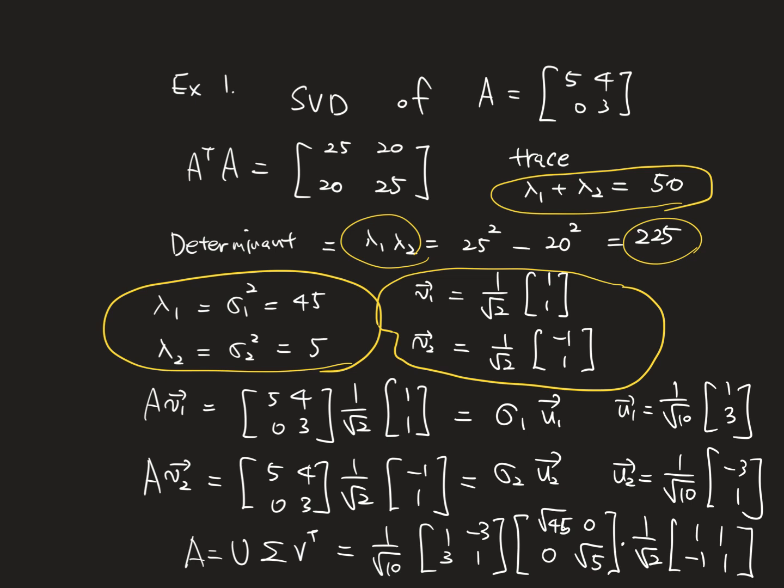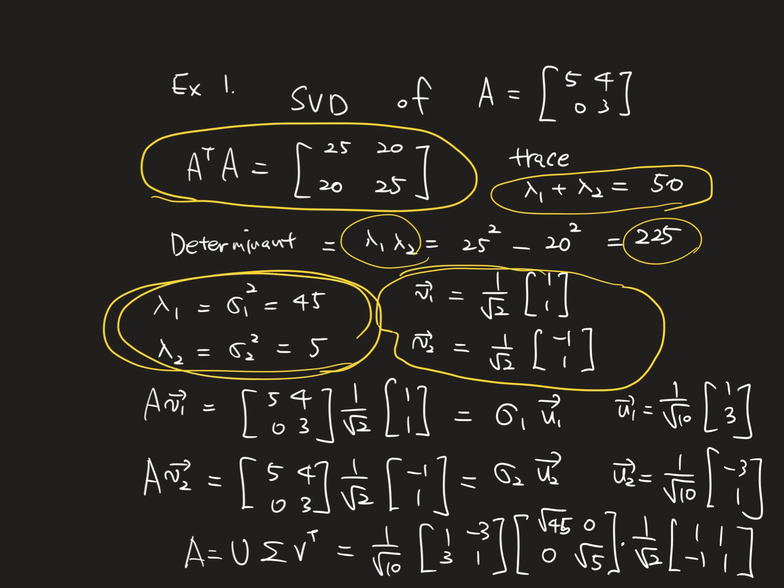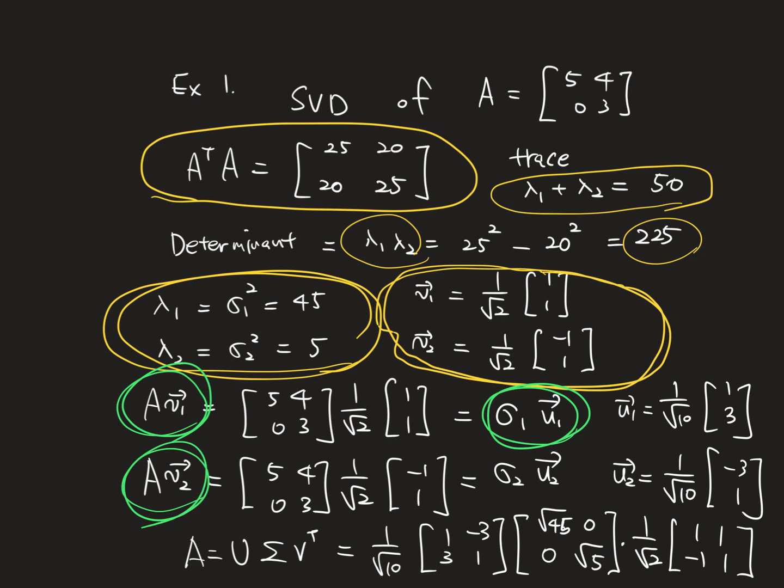First calculate A transpose A. This is the first step. And then we calculate the eigenvalues and also the eigenvectors for this matrix. And finally, we use this equation: A V1 is equal to sigma 1 U1, and A V2 is equal to sigma 2 U2. So in that way, we can find the SVD.